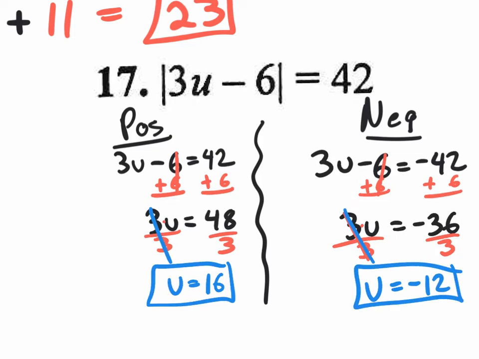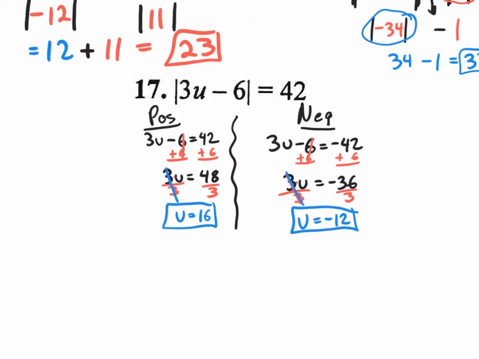And of course, you should double check both. Plug in 16. Right here, that'll be 48. 48, take away 6, the absolute value of that is 42. And when you plug in negative 12, that's 3 times negative 12, that's negative 36. Minus 6, that's negative 42. And the absolute value of negative 42 really is positive 42. So it does work. Both of them are correct. Both of them are required for you to get full credit.